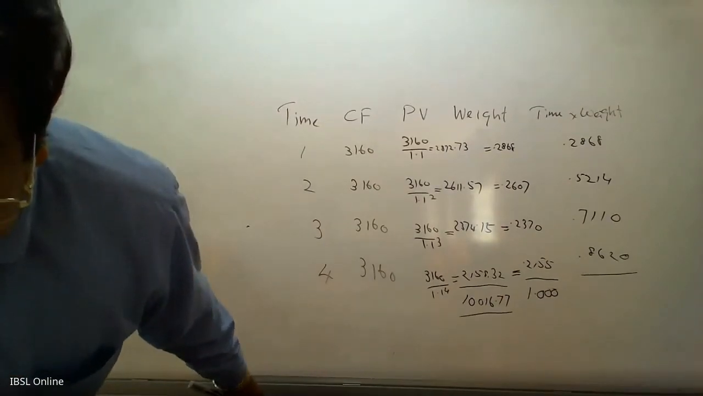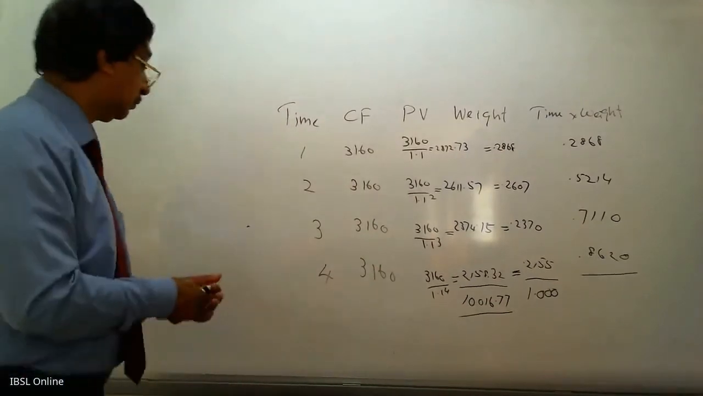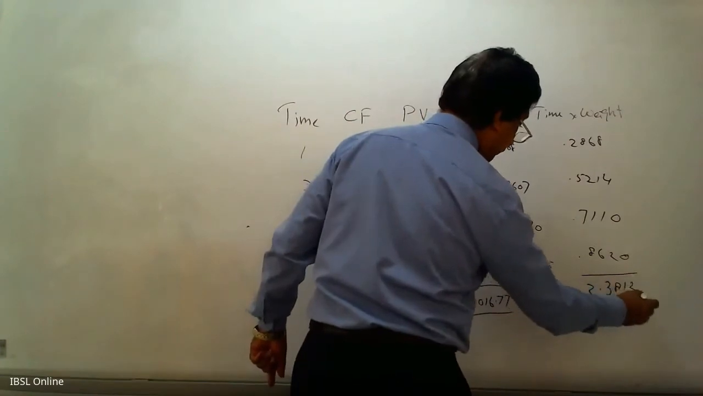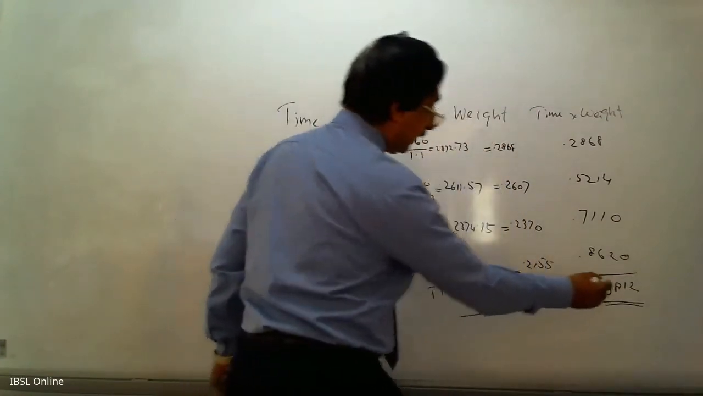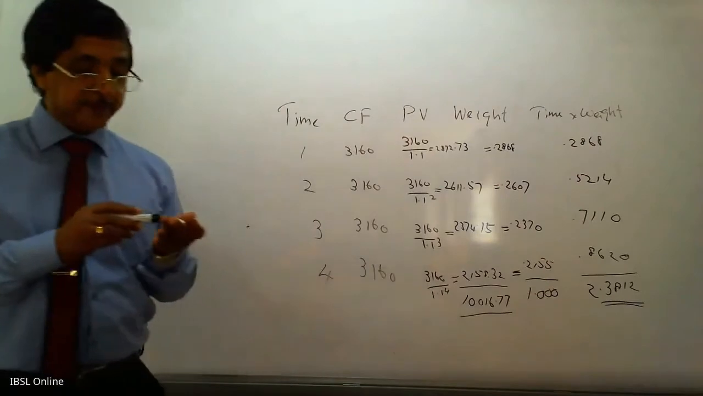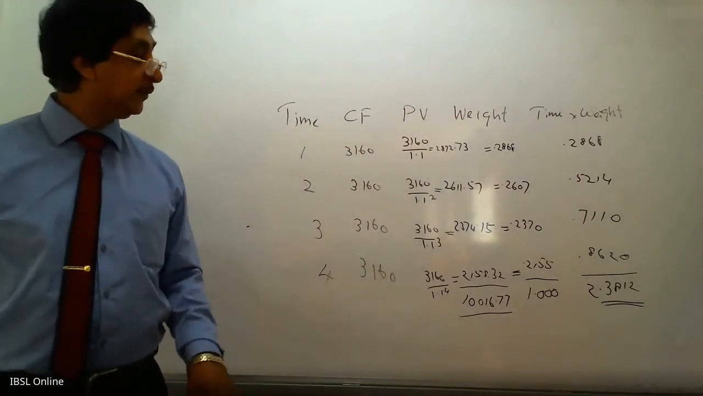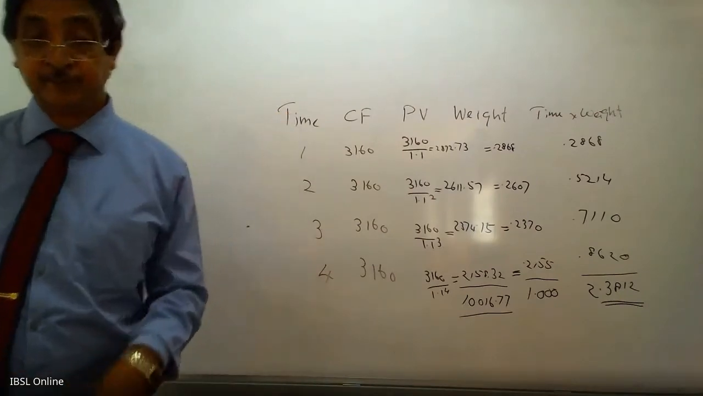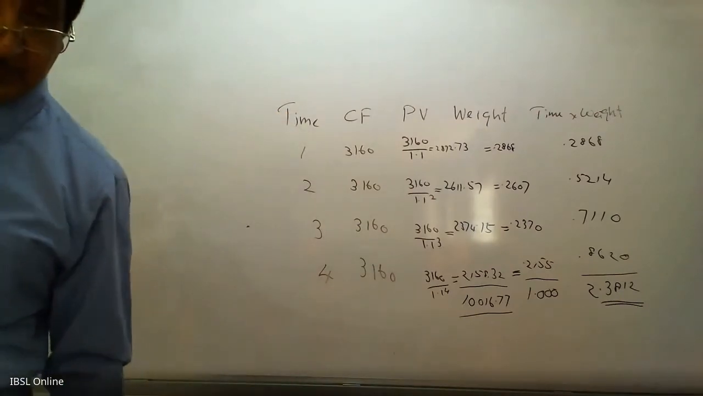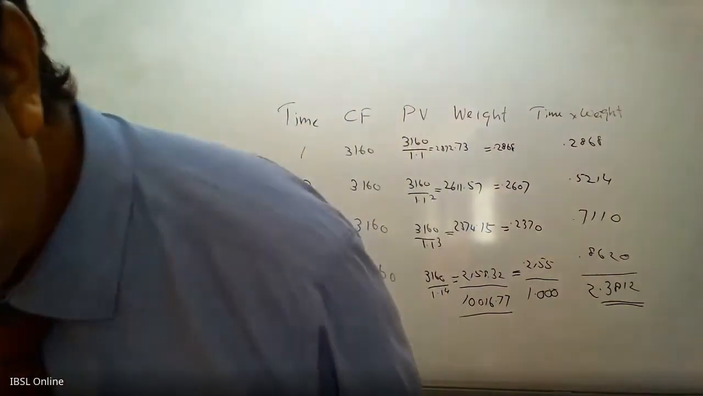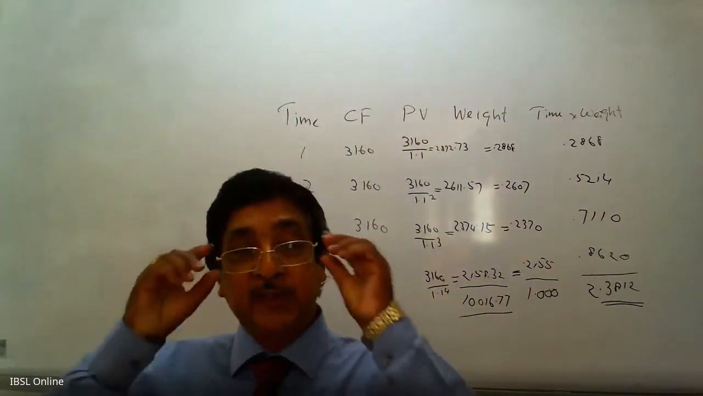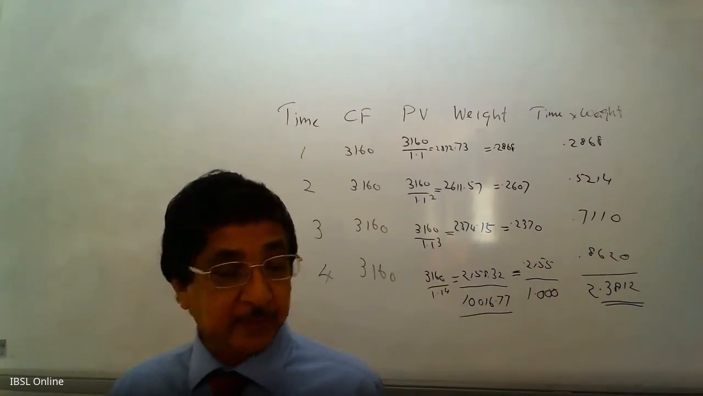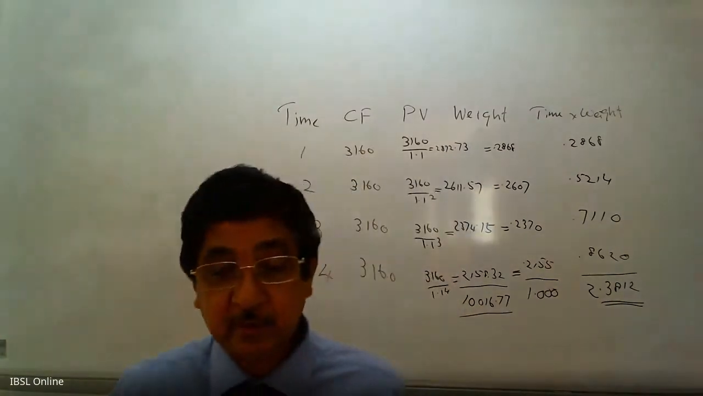You get the answer as 2.3812. So this is the duration. The duration of this loan is 2.3812, even though the loan has a tenor of 4 years. When you calculate the duration, you get the duration as only 2.38.